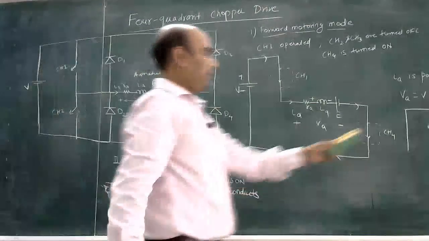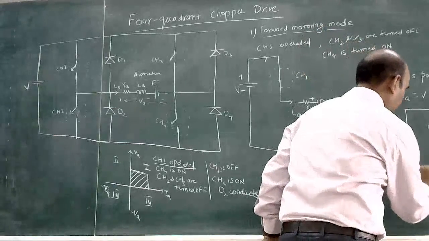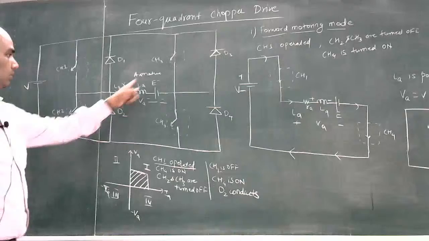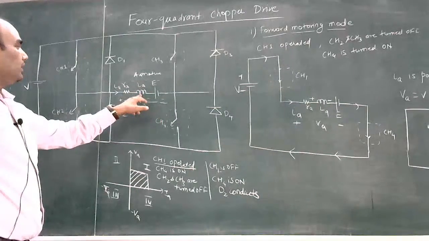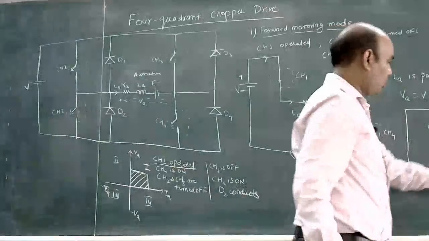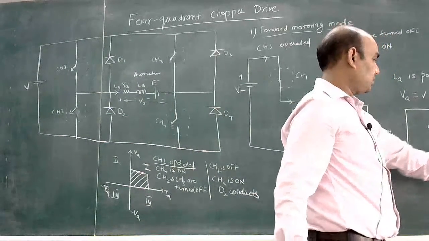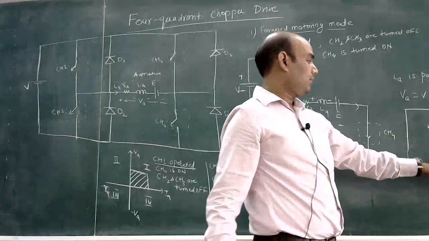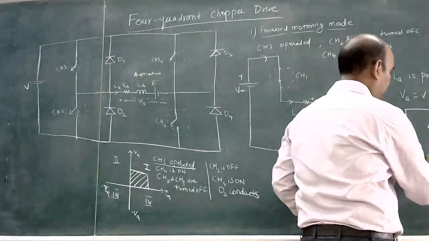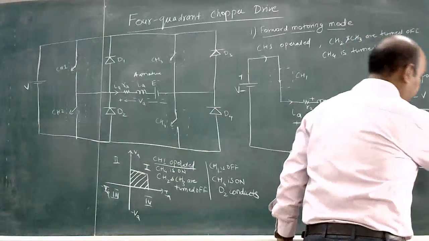And this current IA will freewheel through this diode D2. So the energy stored in this inductance will freewheel through this circuit, this closed path. And D2 will be short circuited. So this current will decrease here.